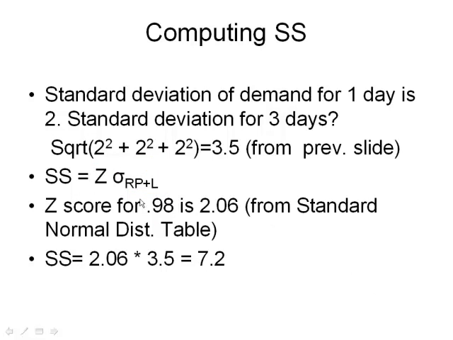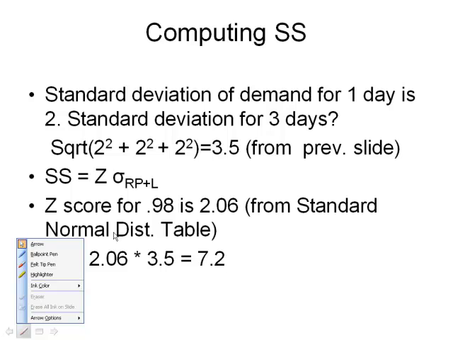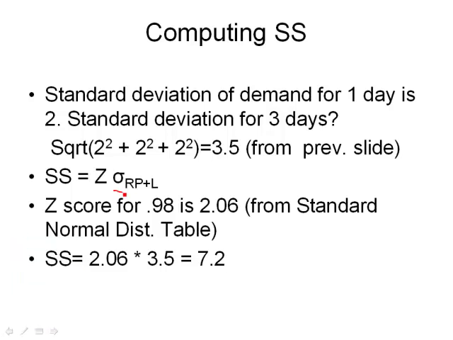Okay, so the previous slide explained to us how we get the standard deviation for 2 periods combined, the review period plus the lead time. And again, that was 3.5. So that's one part of our overall safety stock computation. The other part of the safety stock computation is to figure out the number of z-scores, or the number of standard deviations, that's associated with the service level that we're interested in.